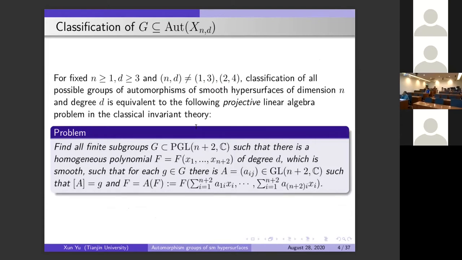The problem is just to find all possible finite subgroups G inside PGL. Of course, PGL is just the automorphism group of the projective space. Such that there is a homogeneous polynomial F of degree d, which is smooth, such that the finite group G preserves the polynomial F. Essentially it's just a linear algebra problem, so in principle it can be done, but in practice there are some difficulties.